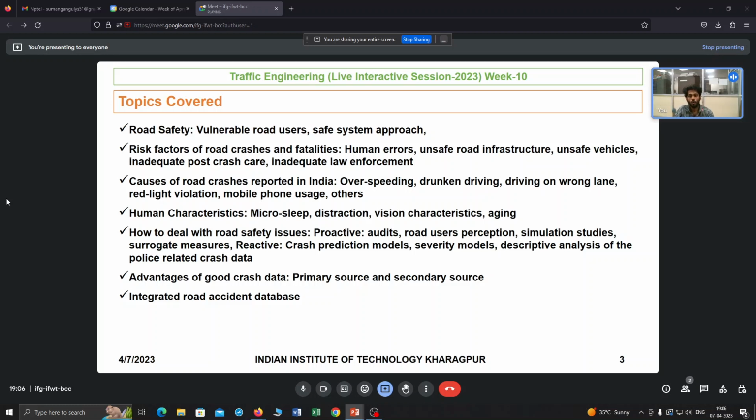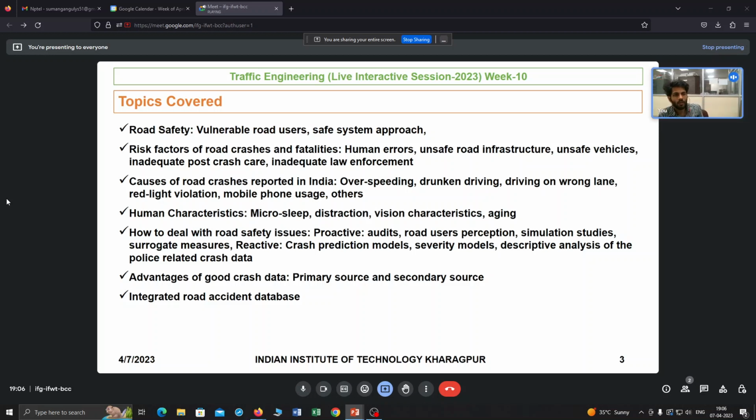Also, based on the crash data, we can do some kind of descriptive analysis to see what the mean is, what the total crashes are, what the variance is, and other things, so that we can have a better idea about the crashes.